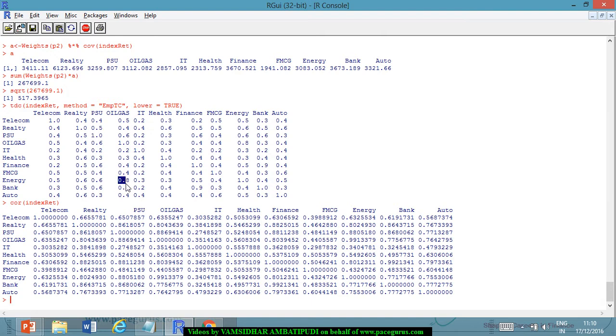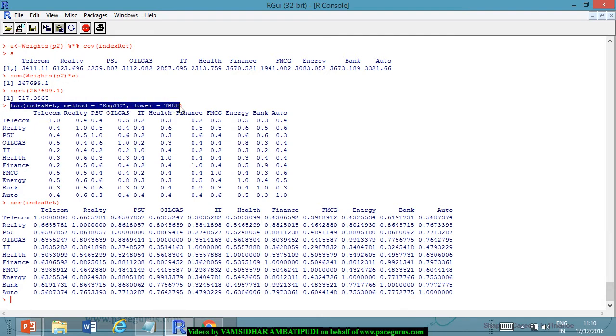Here it looks the highest: energy and oil and gas, the correlation comes out to be 0.8. In the regular correlation, energy and oil and gas is much higher, to the extent of 0.99. So this is only looking at the tails, whereas this is looking at the entire data. Even here the number is much higher between finance and banking. So this is based on the empirical tail copula method.